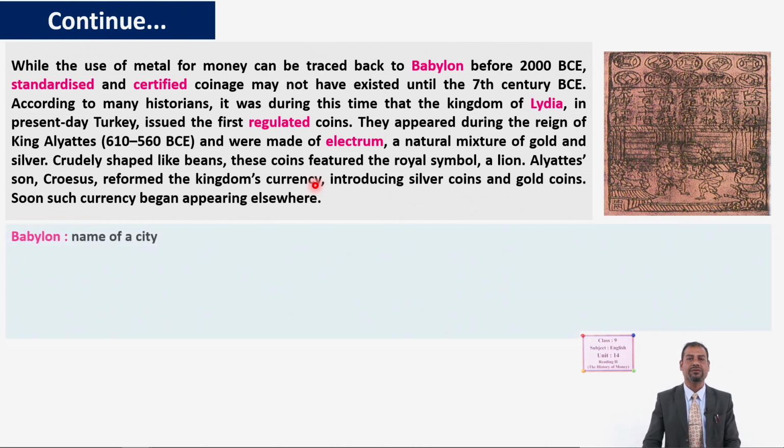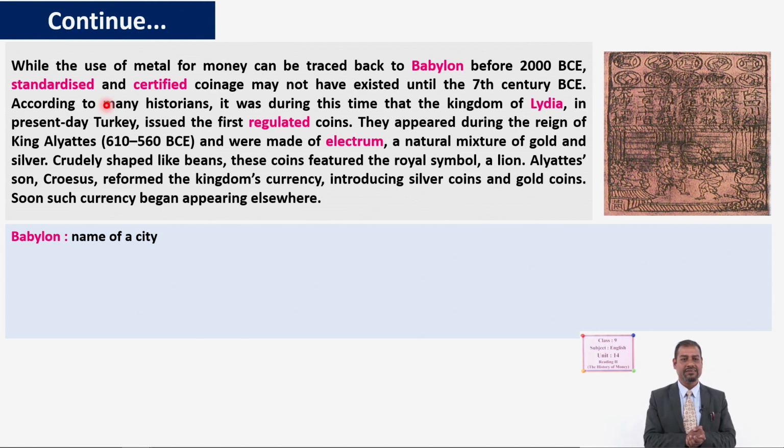Let's discuss them. So what does Babylon mean? Can you tell me? Okay, this is the name of a city. So you can find the use of money, the invention of money, made there also. You can see metal money, okay, metal, like maybe iron, gold, silver. So next we have standardized. So what does it mean? All of you spell it first. Standardized. You have to pronounce it as standardized.